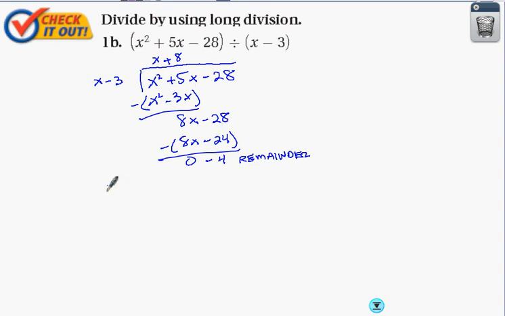So my quotient then, the answer to the division problem, will be x plus 8 minus 4 over x minus 3.